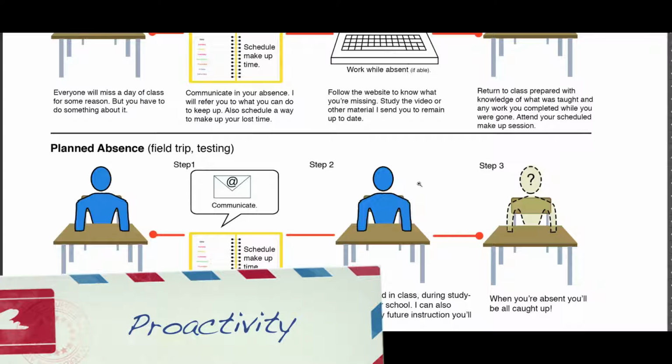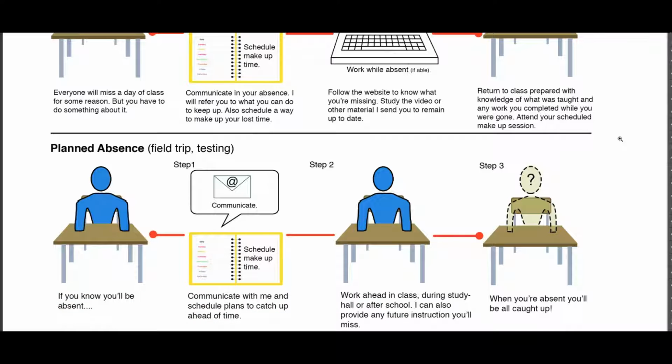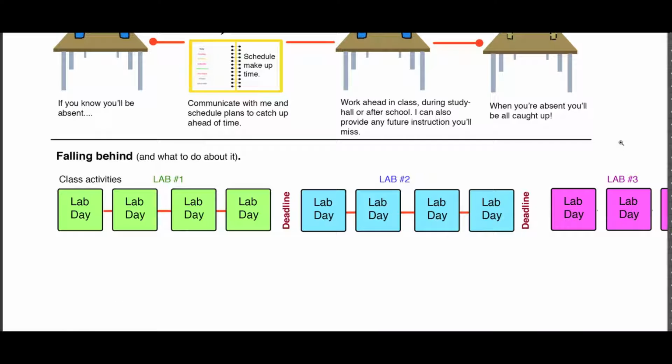All of this is called being proactive. It's a basic work skill that helps you to maintain employment. All right, let's talk about falling behind and pacing.